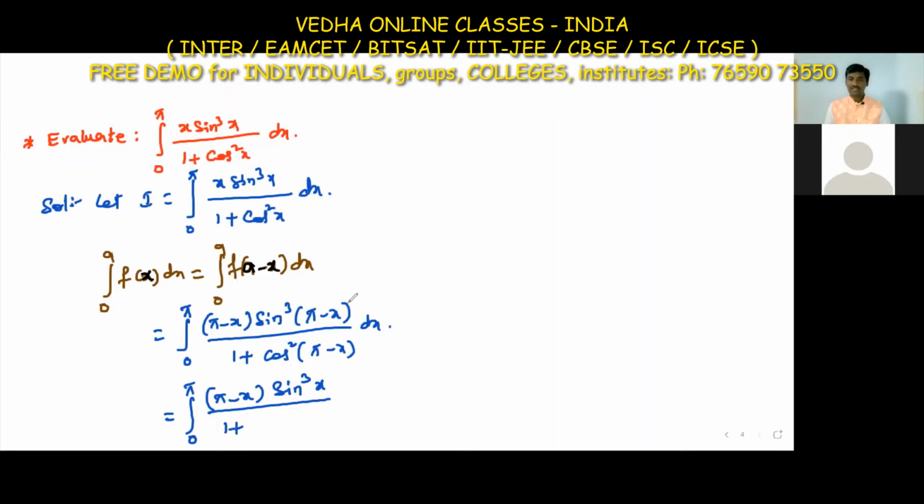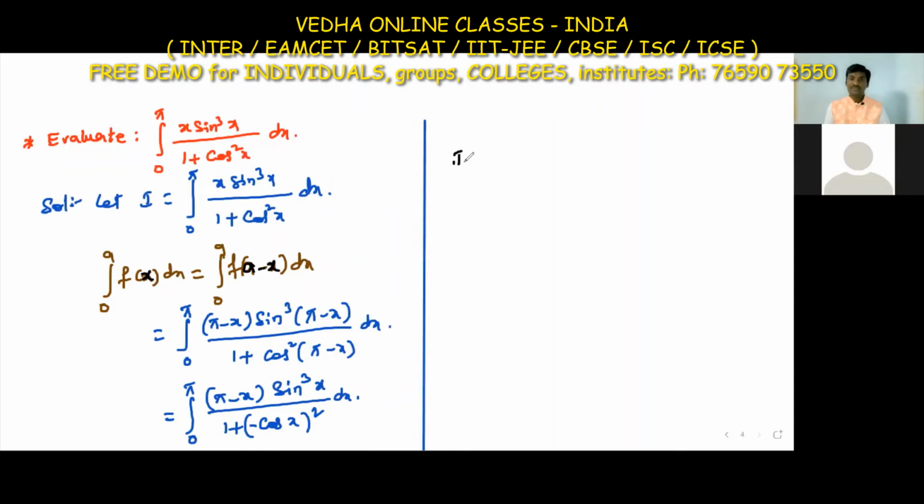Divided by 1 plus cos square of pi minus x. Cos 180 minus theta is cos theta, but 180 minus theta is in the second quadrant. In the second quadrant, cos is negative: all silver teacup, sine positive, cos is negative. So we get minus cos theta, but outside we have the square, cos x whole square, and dx as it is. Anyhow, it becomes a positive value.